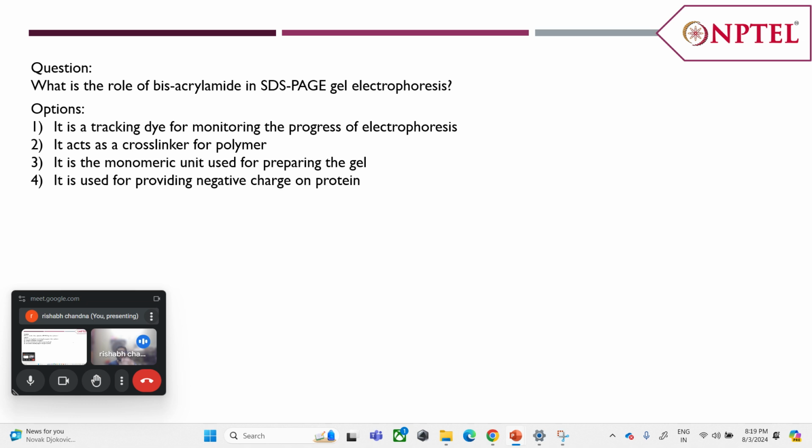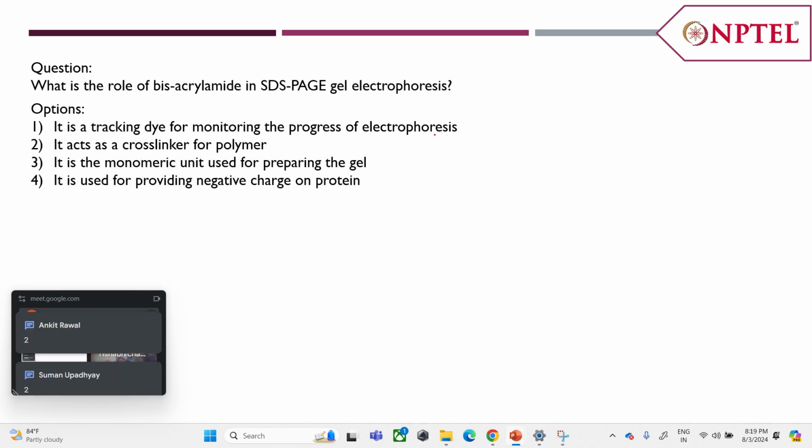So, what is the role of bisacrylamide in SDS-PAGE gel electrophoresis? It is a tracking dye for monitoring the progress of electrophoresis, it acts as a cross-linker, it is a monomeric unit for preparing the gel, or it is used for providing negative charge on the protein. So, can anybody guess? Okay, just now I told the answer in the previous question itself. So, any more answers? So, yes, it acts as a cross-linker for the polymer.